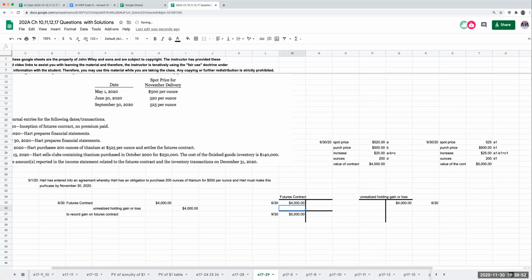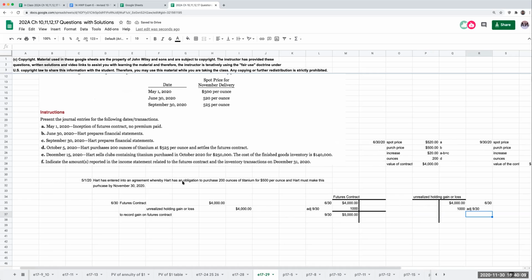So what do I need to do to balance? My adjustment here on 9/30 is going to be for $1,000. And I'm going to put this over here to unrealized holding gain or loss on the equity. Okay, so that's how we've been going through and doing this so far.